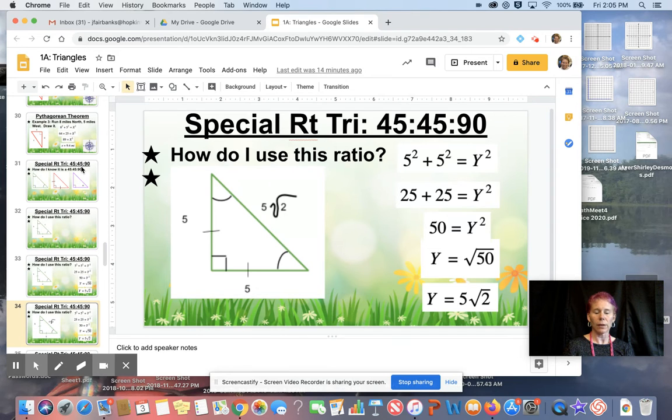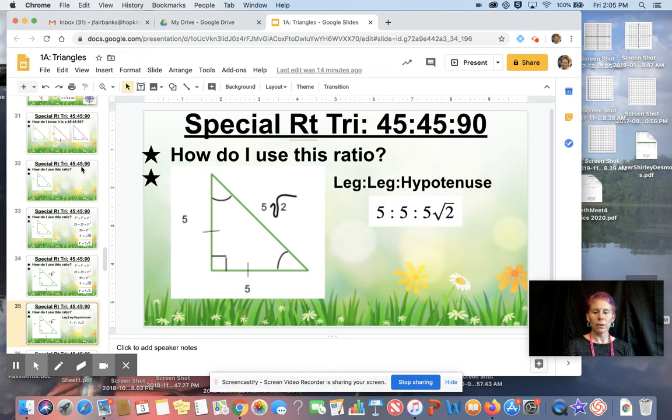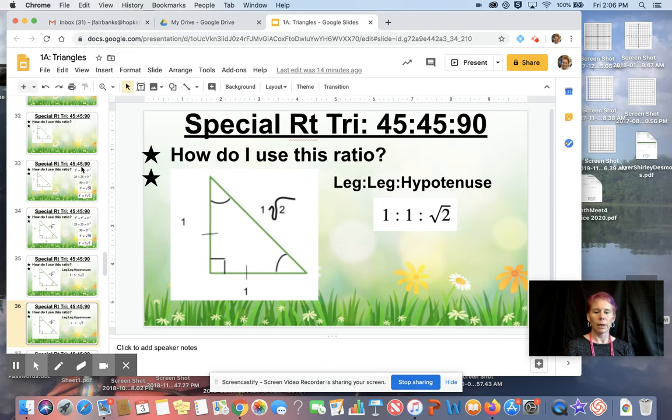That's a pattern. If one of the legs was 6, the legs would be 6, 6, and the hypotenuse would be 6 square roots of 2. If you didn't remember this, you could still always do the Pythagorean theorem, but it is a nice pattern to provide you with a shortcut. So this is the ratio of the leg to the leg to the hypotenuse: 5 to 5 to 5 square roots of 2. The generic one is 1 to 1 to 1 square roots of 2.